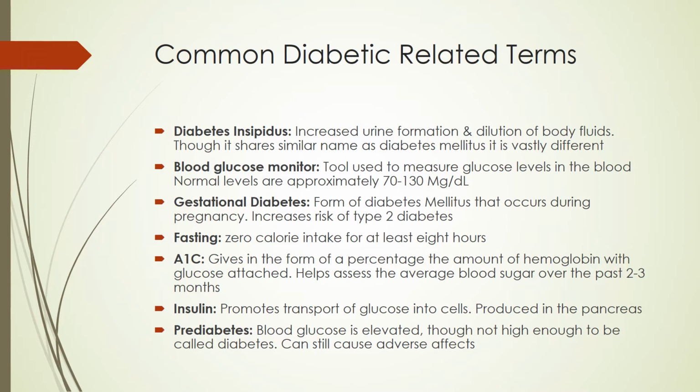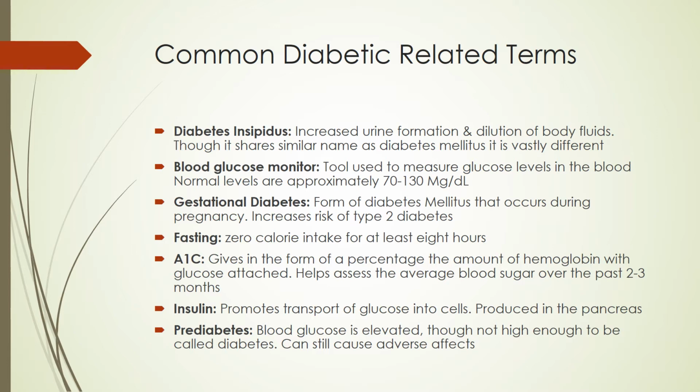Gestational diabetes is a form of diabetes mellitus that occurs during pregnancy. Once diagnosed with gestational diabetes, there is an increased risk for forming type 2 diabetes. Fasting is 0-calorie intake for at least 8 hours. A1C gives, in the form of a percent, the amount of hemoglobin with glucose attached. This helps assess the average blood sugar over the past 2 to 3 months.